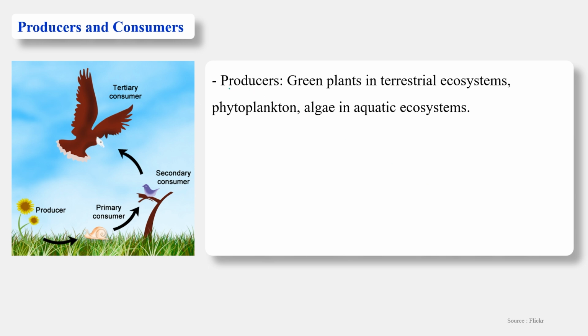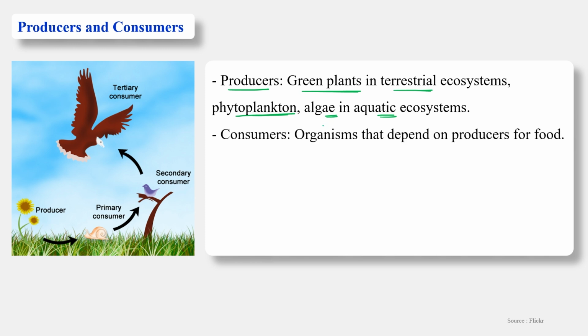Now, producers and consumers. Producer, green plants act as producers in the terrestrial ecosystem, right? Phytoplankton act as producers in the aquatic ecosystem. Similarly, algae also act as producers in the aquatic ecosystem. Consumers are all kinds of organisms that depend upon the producer for their food.